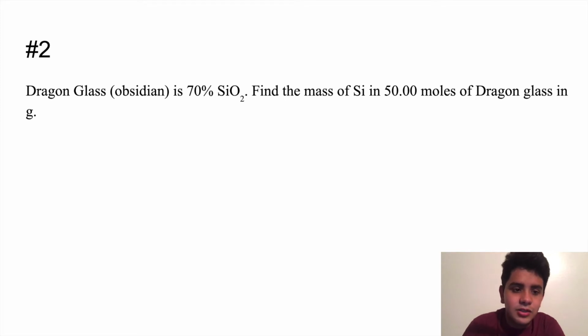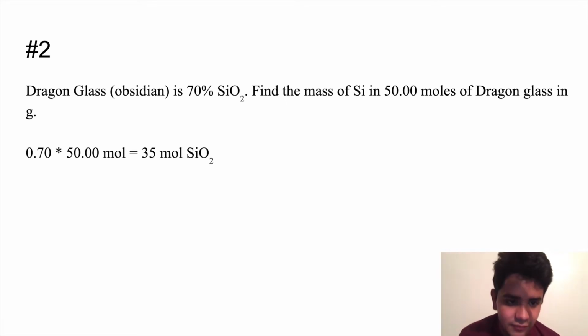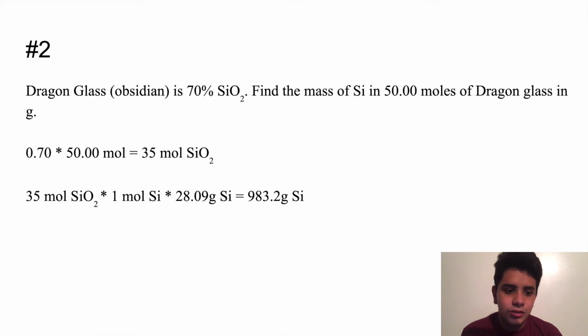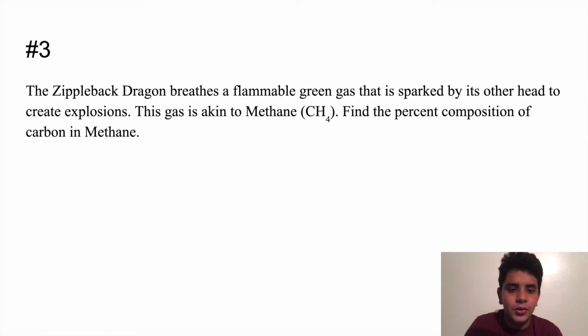So the first thing you're going to do is find 70% of those 50 moles, which is 35 moles, a simple percent conversion. Then you're going to use that 35 moles of silicon dioxide, and you find that in 1 mole of silicon dioxide there is 1 mole of silicon. Then if you use your molar mass from the periodic table, you find that it is 28.09 grams of silicon. You multiply that all in the calculator, and it gives you 983.2 grams of silicon in 50 moles of dragonglass.